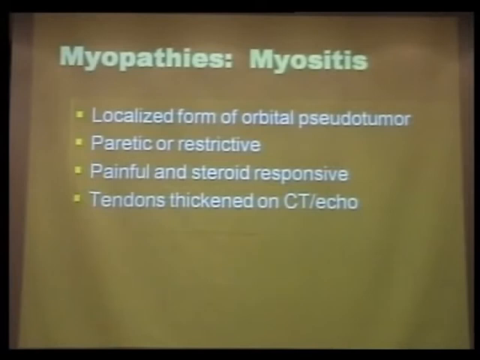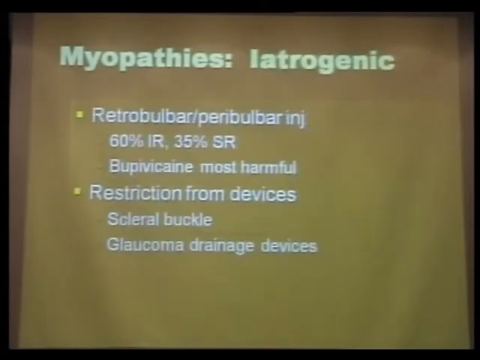It's idiopathic granulomatous inflammation, but it's localized to one muscle. And this may be paretic or restrictive. It starts early on as a paretic disease, but if it's not treated, will become restrictive. It's very painful and exquisitely responsive to steroids. As opposed to thyroid orbitopathy, the tendons are thickened on CT or MR or echography.